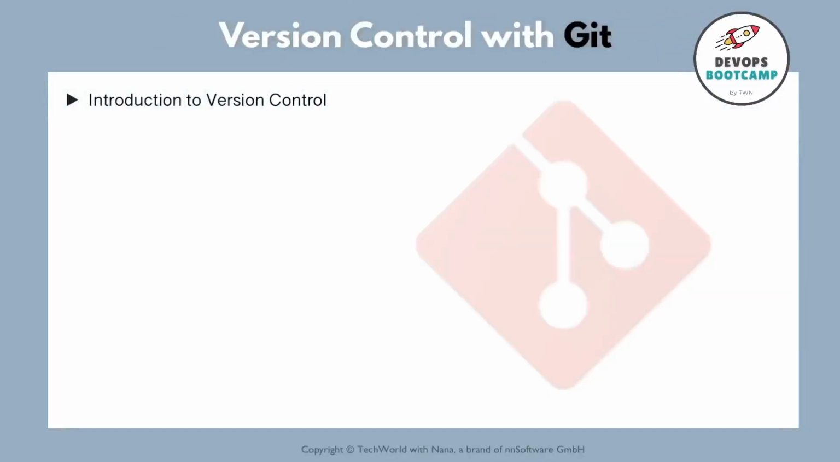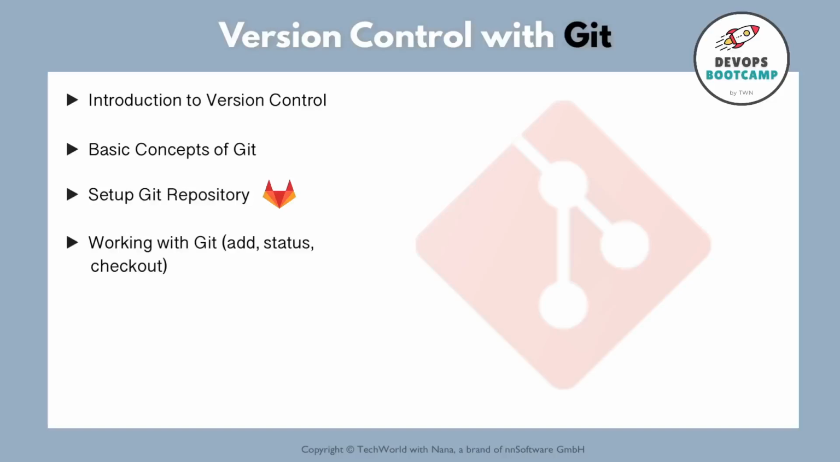So as a DevOps engineer, you should learn and know how to use Git. So first, we will look at the concepts of version control systems in general, and then specifically how Git works. We will create a simple Git repository on GitLab and work with it locally using the Git command line interface.